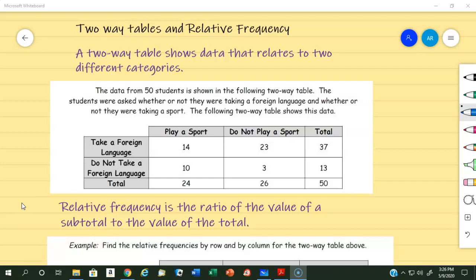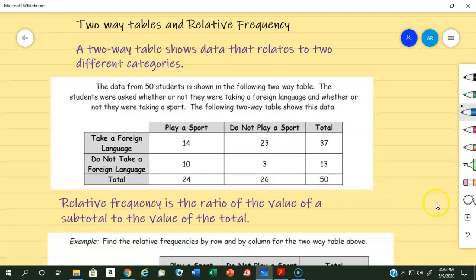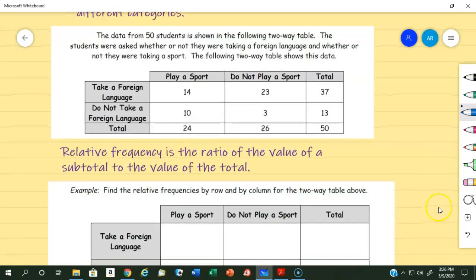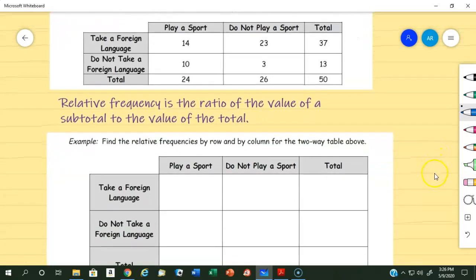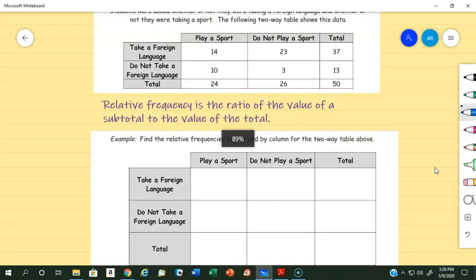So we're going to be looking at something called the relative frequency for this data. So the relative frequency is the ratio of the value of a subtotal to the value of the total. So we're going to go ahead and set up our table here. Let me make it just a little bit smaller. Here we go.